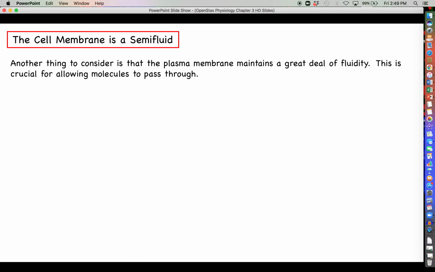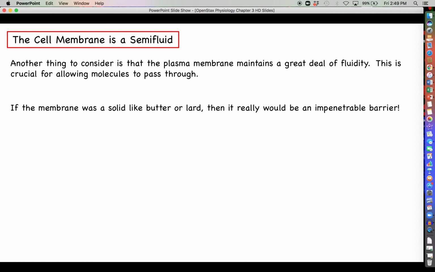All right, so another thing, now that we've covered that, for us to consider is the necessity for the plasma membrane to be very fluid. Remember, we said it needs to be dynamic and pliable. So this is going to be a crucial aspect of allowing certain molecules to pass through. Again, if this is just a brick wall, nothing's going to get through. But if it's fluid, things can kind of squeeze their way through.